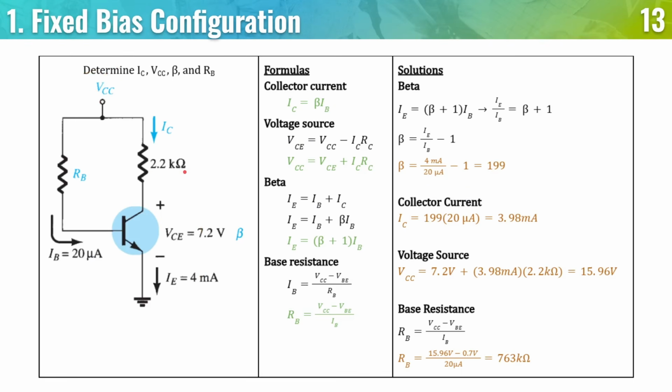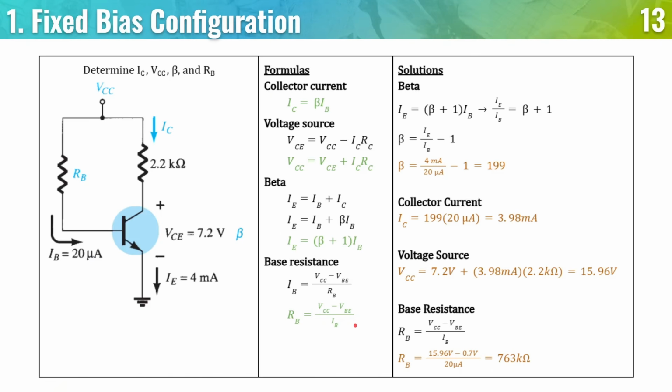Later, we can also compute for the base resistance after we have already solved for the VCC. So you're going to need VCC minus VBE over RB to get the base current. But since the base current is already given, you can swap places with IB and RB. So now we have already planned for all of the things.